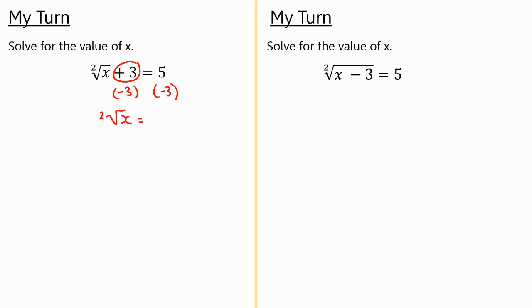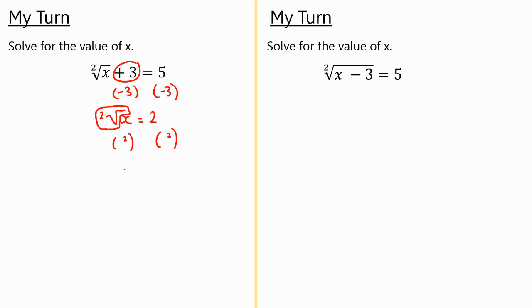And on the right, 5 take away 3 equals 2. Okay, this time I have got a square root that I need to get rid of. What is the opposite of square rooting something? What is the inverse of square rooting something? That is squaring. So I'm going to square both sides.